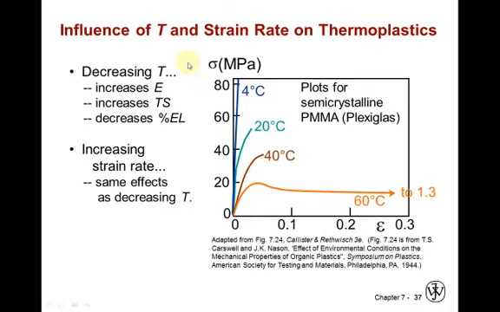Again, very importantly, the temperature has a significant effect on a thermoplastic and its material properties. So for semicrystalline plexiglass at 4 degrees Celsius, the plexiglass is very brittle. Just go up straight and then fracture. Closer to room temperature, it will show somewhat of a curve before it fractures. At more elevated temperatures, it will definitely show yielding, and at 60 degrees C, it will continue to deform with load.